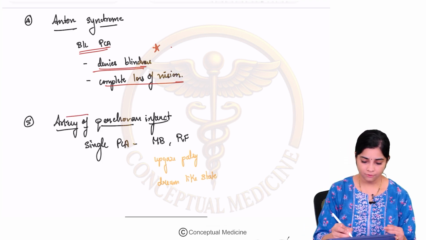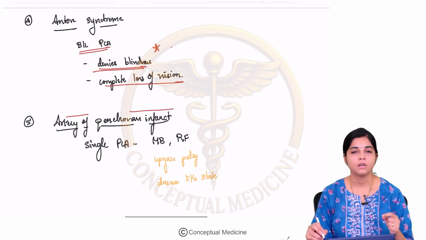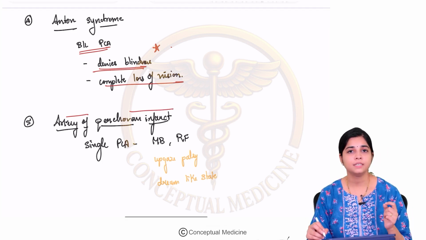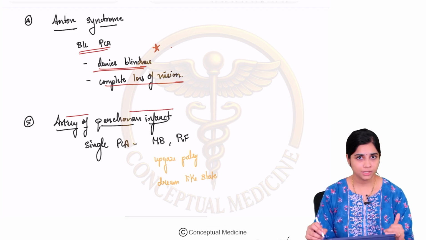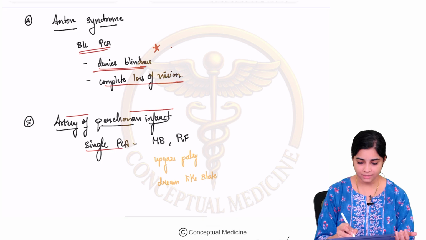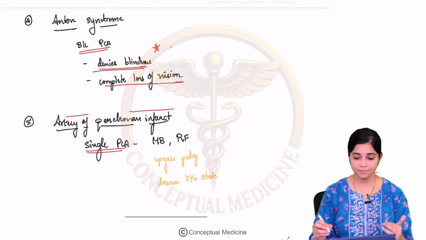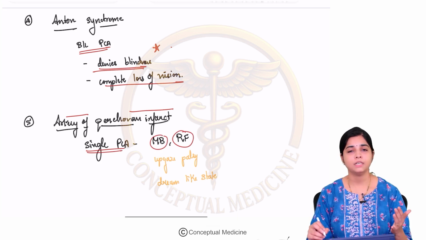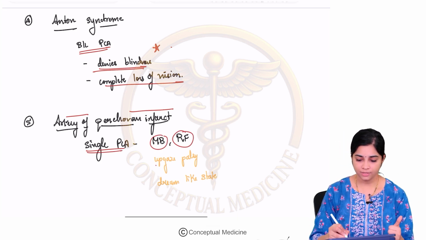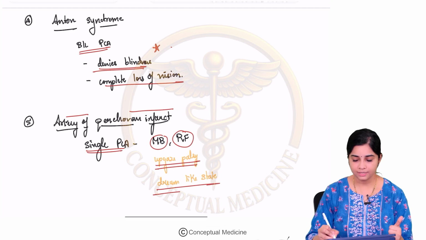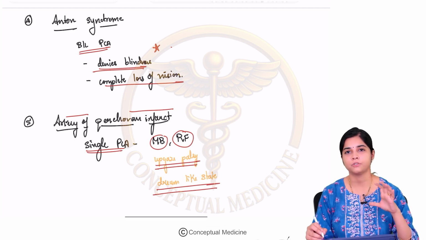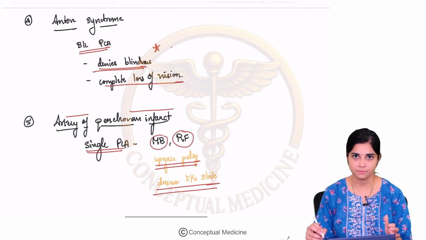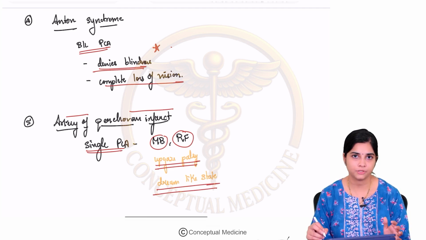Then artery of Percheron infarct. The artery of Percheron is basically a very important anatomical abnormality where you have a single PCA. If there is a single PCA, the midbrain and the reticular formation are all supplied by the artery of Percheron, and hence you will have upward gaze palsy and a dream-like state because of involvement of your midbrain structures and reticular formation. So that is your artery of Percheron.